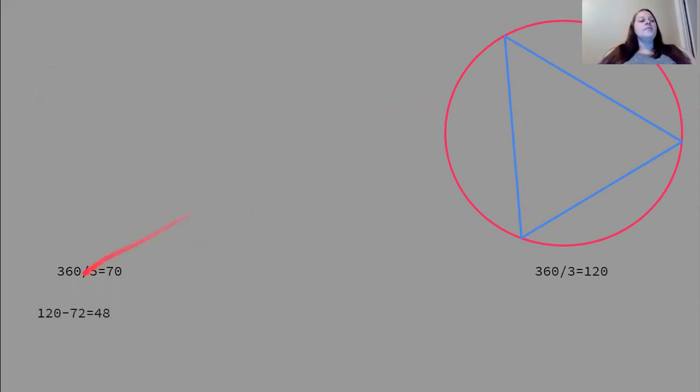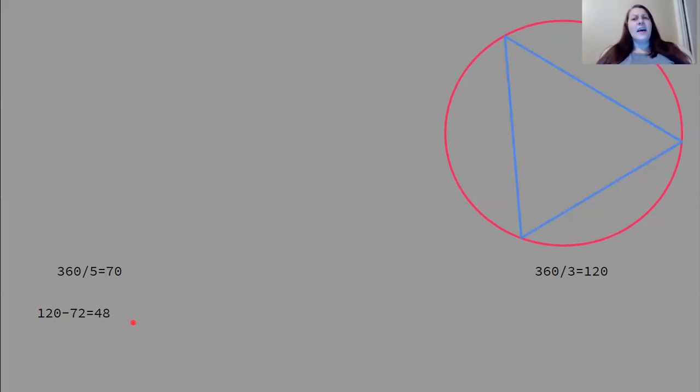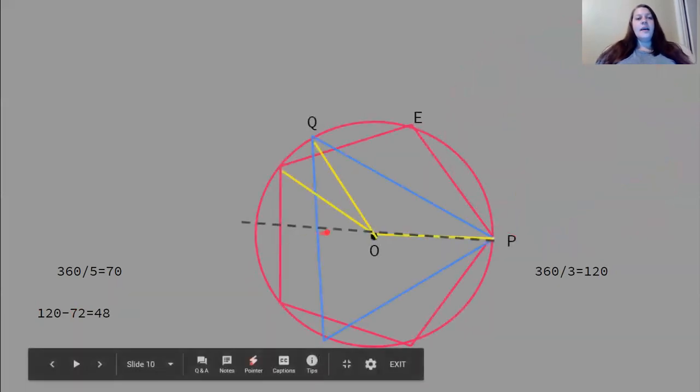And now we are going to subtract the angles. We're going to subtract 72 from 120. We're going to get 48 degrees. Now, 48 degrees is not our answer because what we're wanting to know is the angle of NOQ.